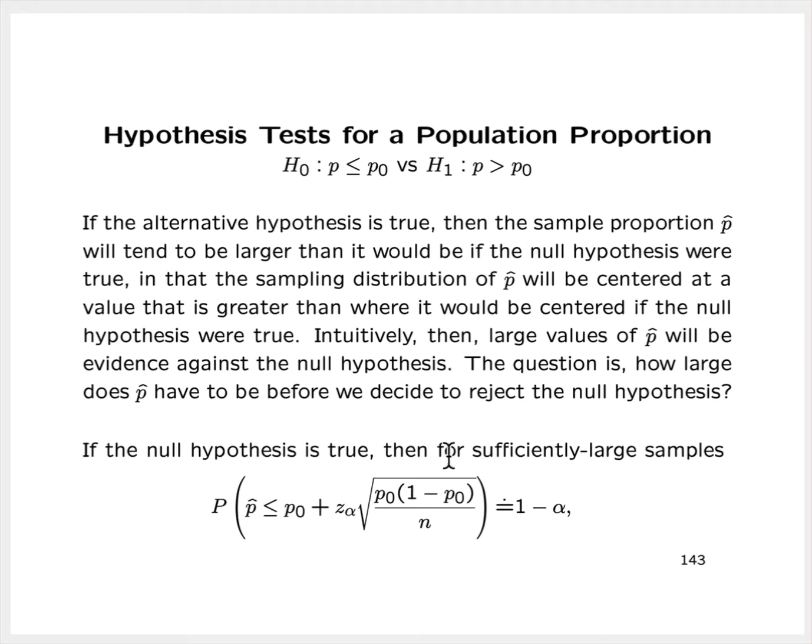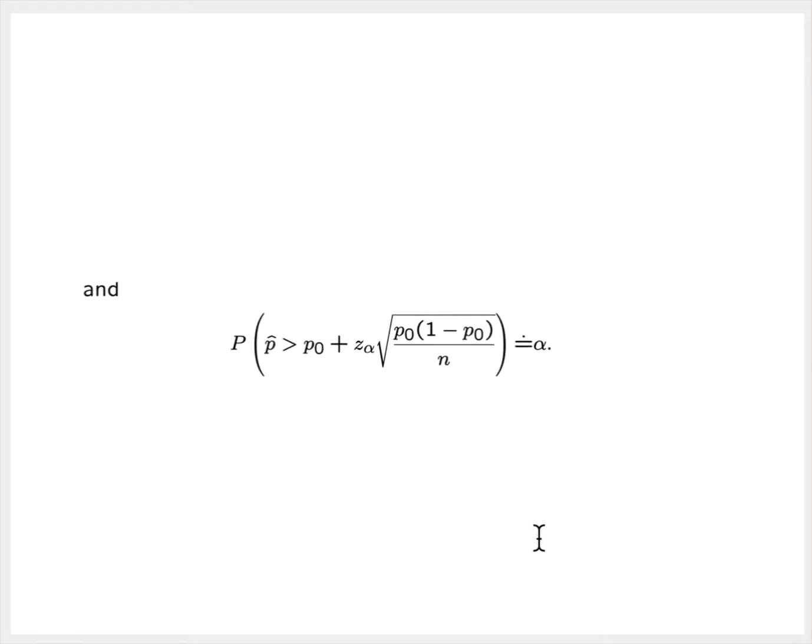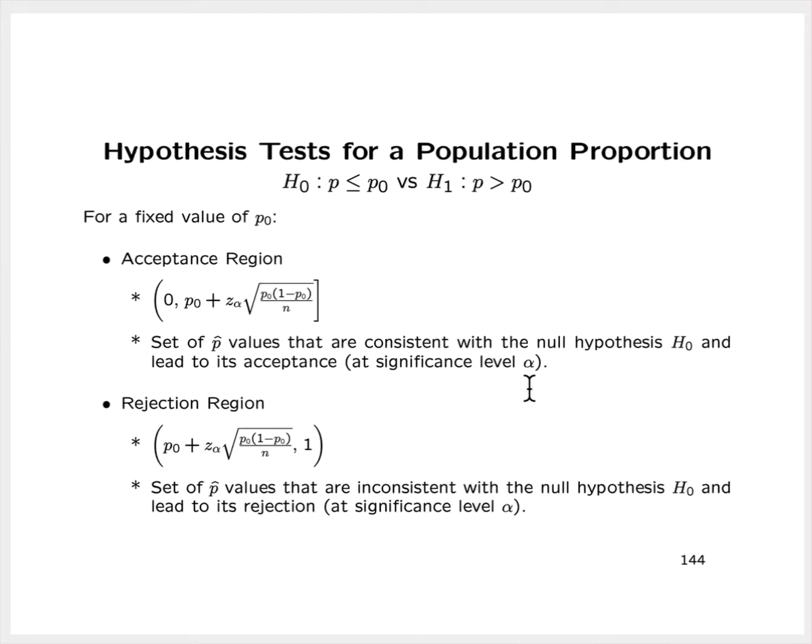So if the null hypothesis is true, then for sufficiently large samples, the probability of obtaining a sample for which p hat is less than this quantity here, p naught plus z sub alpha times the square root of p naught times 1 minus p naught over n, will be approximately equal to 1 minus alpha. And so by the complement rule, the probability that we observe a value of p hat greater than that quantity is going to be approximately alpha. And so we can use that.